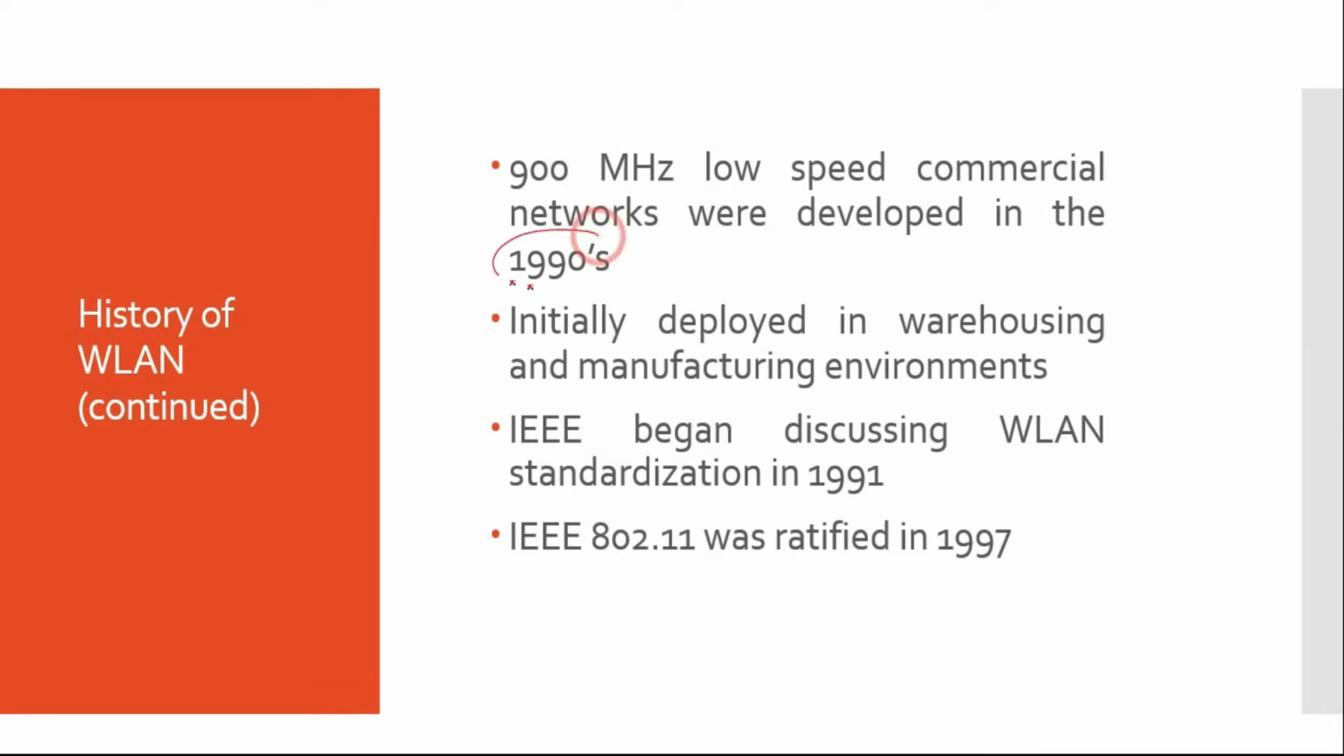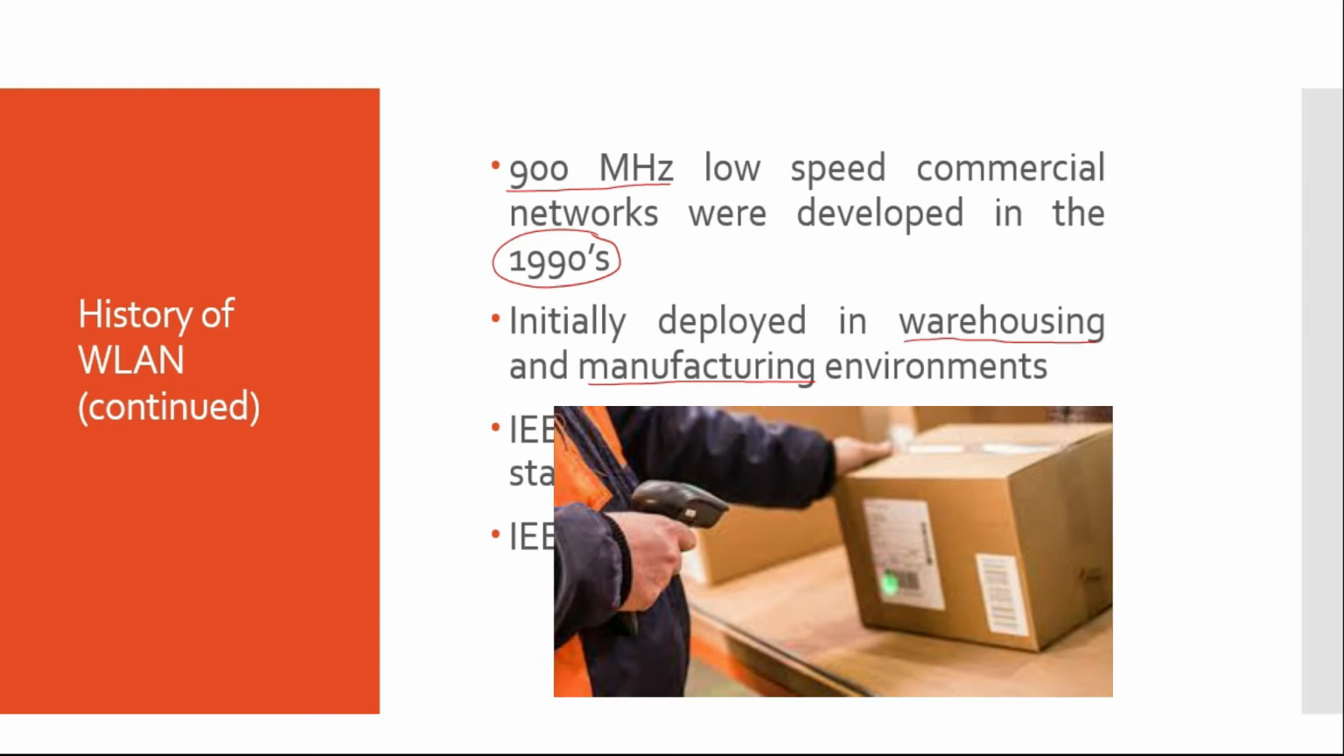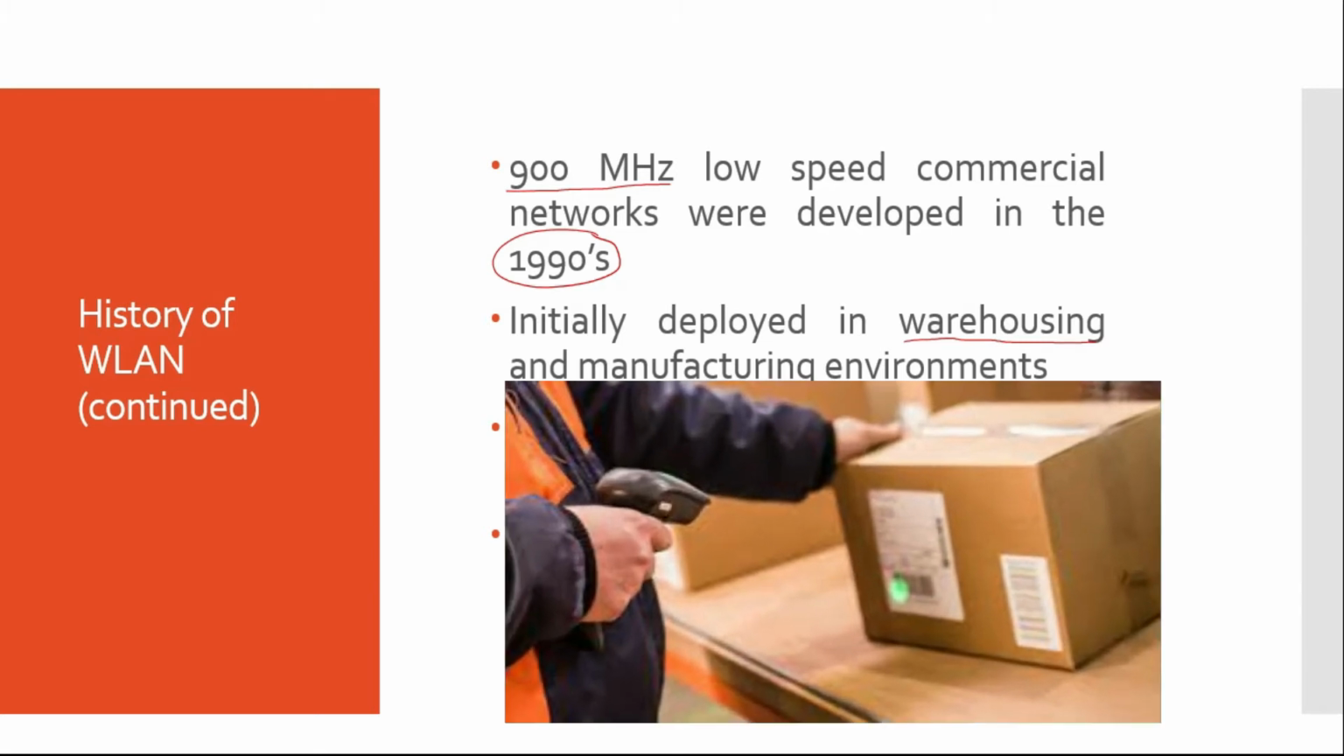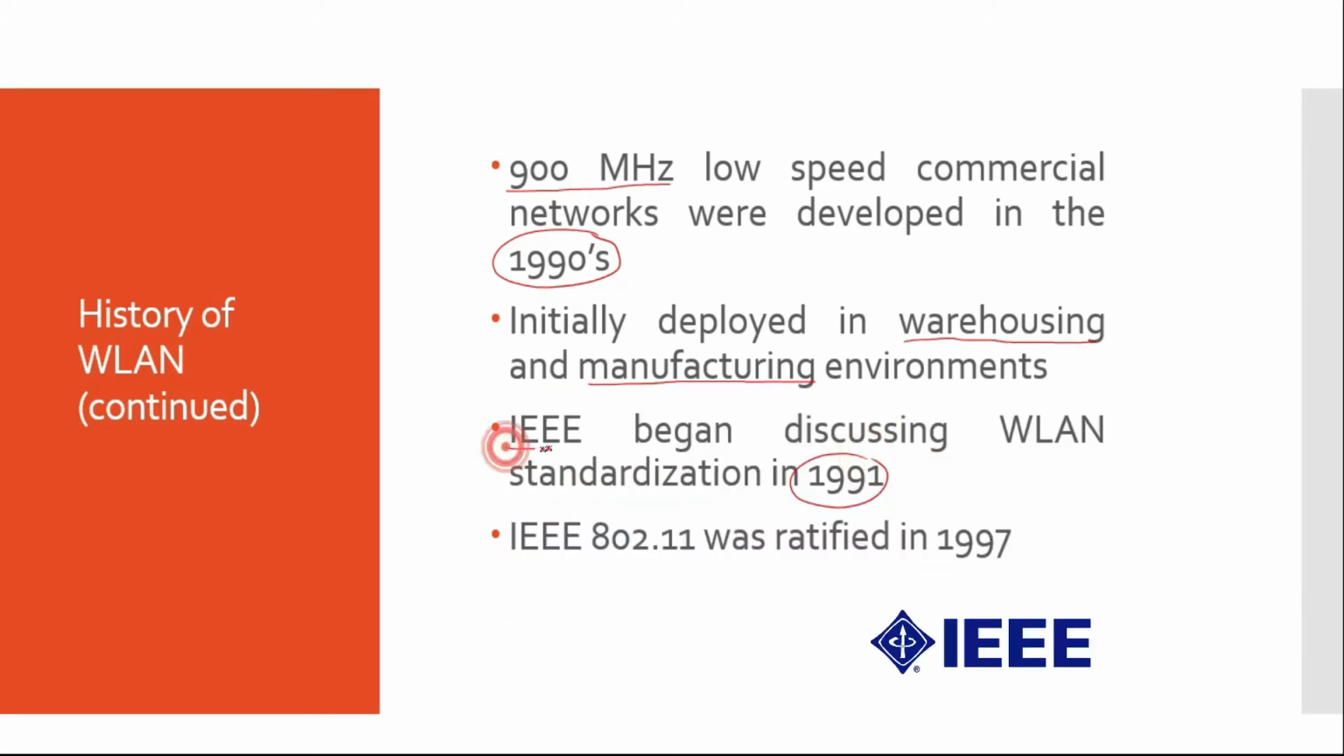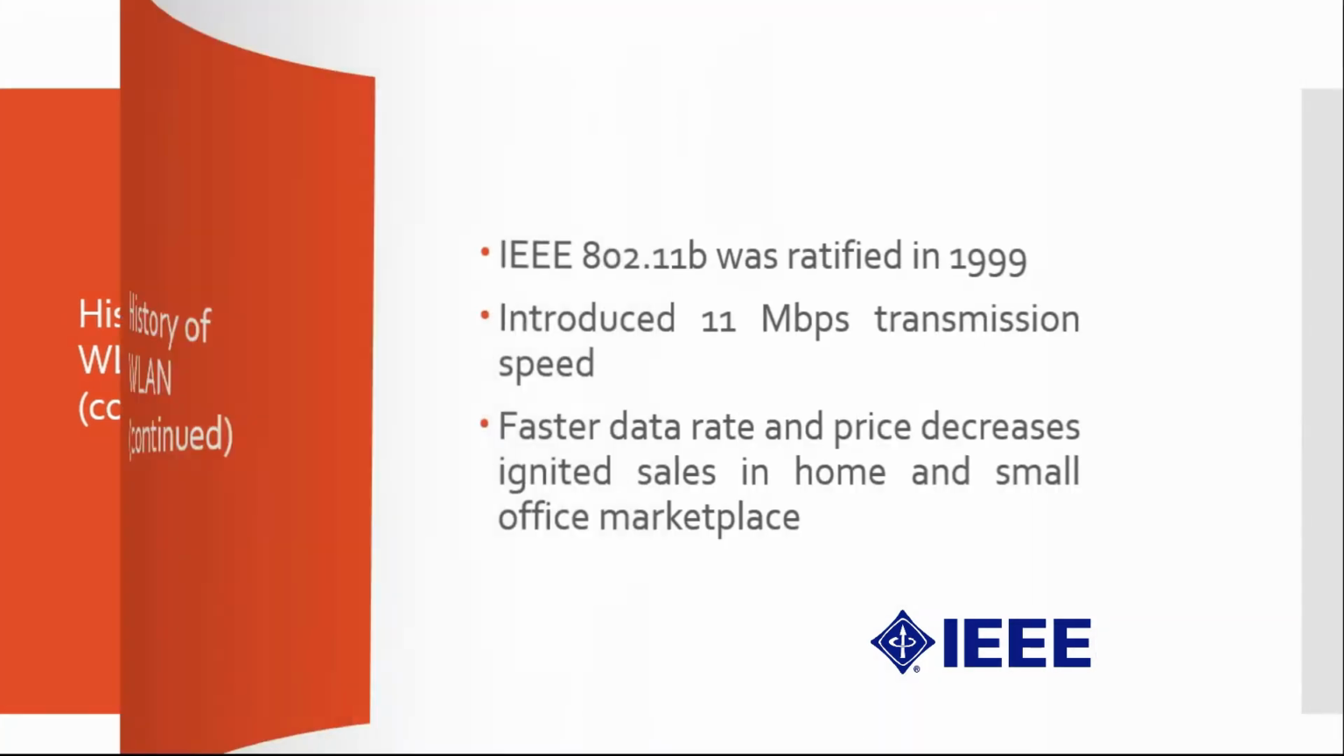In 1990s, 900 MHz low-speed commercial networks were developed. Initially deployed in warehousing and manufacturing environments, such as the usage of wireless barcode scanner. In 1991, IEEE began discussing wireless LAN standardization. Finally, in 1997, IEEE 802.11 was ratified.